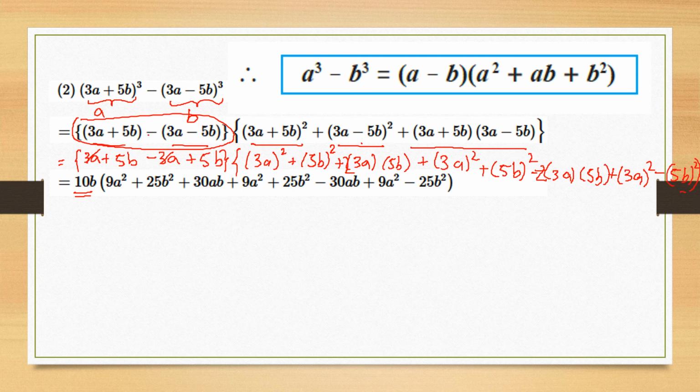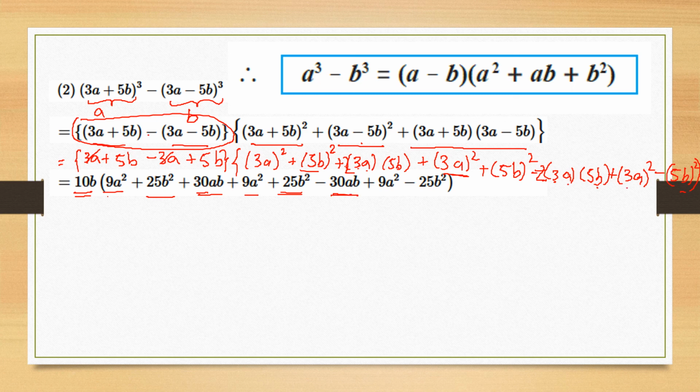Okay, so now we'll just rearrange this. So 3a square will become 9a square. 5b square will become 25b square. 2 into 3 into 5: 3 into 2, 6. 6 into 5, 30. So this becomes 30, and this ab as it is. So this becomes 30ab. Plus, if you see, this 3a square will become again 9a square. Plus 5b square will become 25b square. Minus 2 into 3 into 5 will give you 30. So minus 30, and this a into b as it is. So we get minus 30ab.